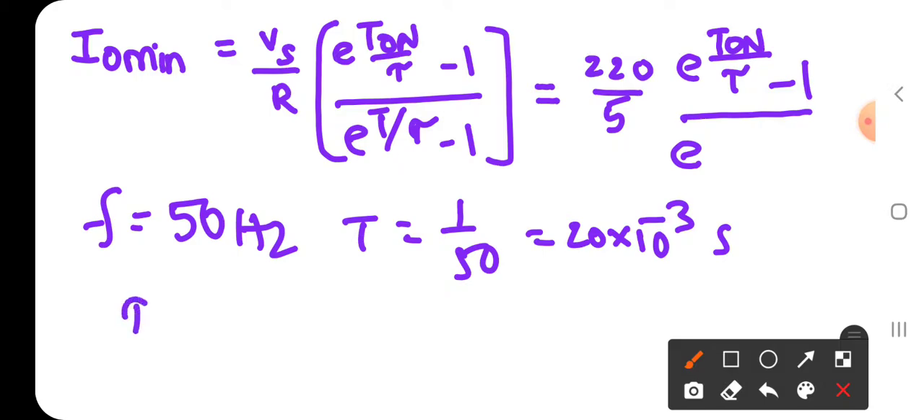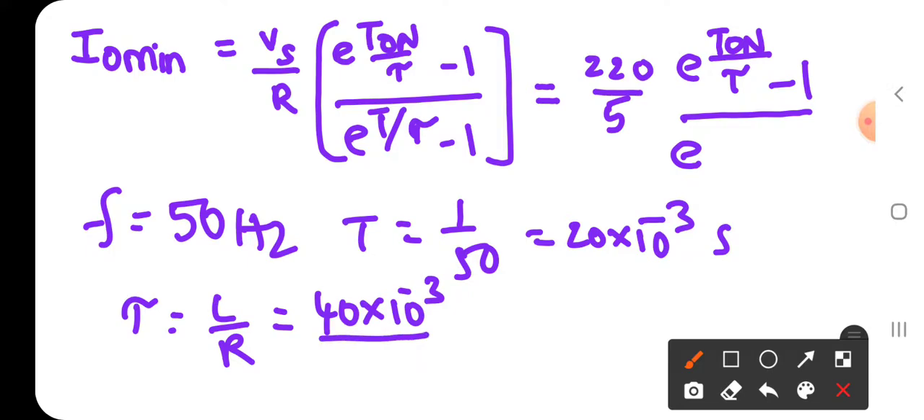And similarly, what is tau, L by R, where L is equal to 40 millihenries, 40 into 10 power minus 3, over R is 5. So then how much is it? It is nearly 8 into 10 power minus 3 seconds.